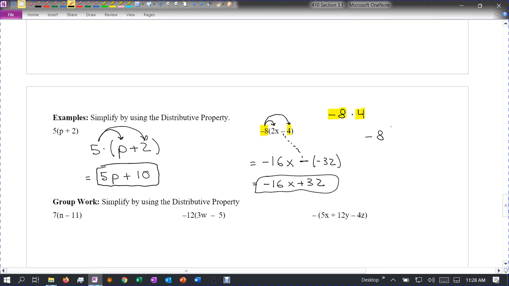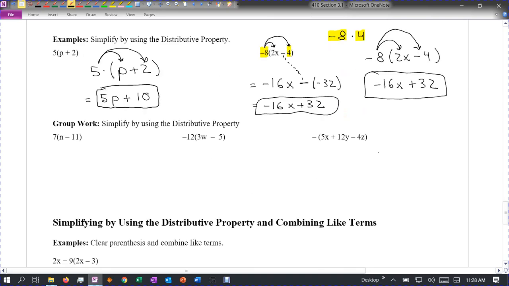Now, another way you could approach it that's just as well is to look at this as being this times this gives you the negative 16x. You could, if you wanted to, say that you're going to do this times this, and it's a negative times a negative, and that gives you positive 32. Just be careful with that. Whichever way makes more sense to you is the way you want to do it. But there's the result.